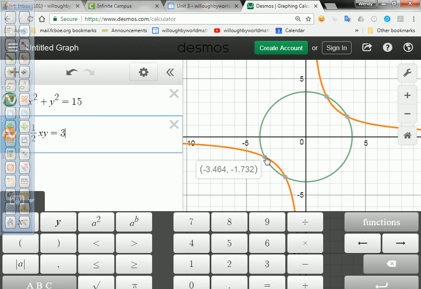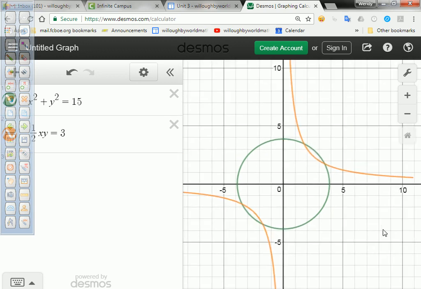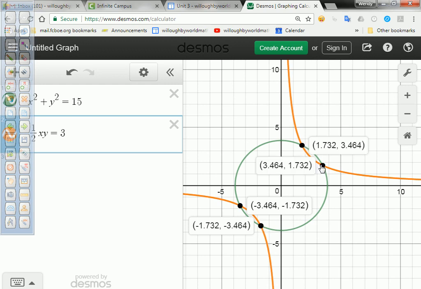Okay, so do we see the solutions? Okay, now I see 1, 2, 3, 4 intersections. Are all of those solutions? No. Because these are lengths of the sides of a triangle. So, which quadrant do my extraneous solutions lie in? Quadrant 3. Those are extraneous solutions.